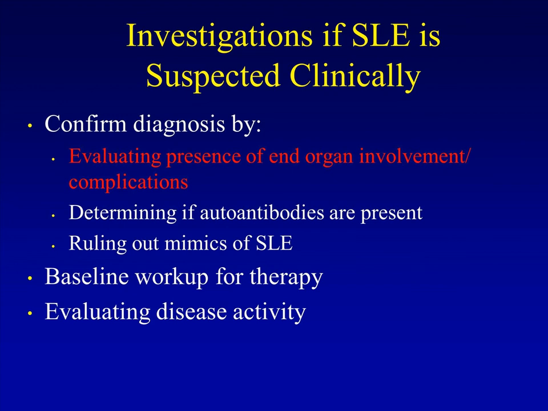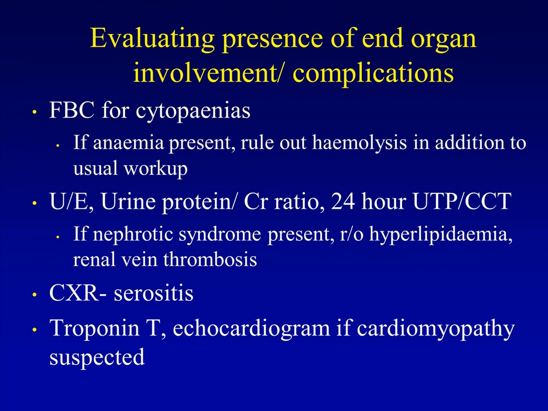So first of all, talking about evaluating for the presence of end organ involvement and complications. Typically, full blood count will be performed to look for cytopenias, and if anemia is present, hemolysis will need to be ruled out. Evaluating renal function is done by using the tests as listed here, and if nephrotic syndrome is present, then hyperlipidemia and renal vein thrombosis need to be evaluated for using appropriate tests. For renal vein thrombosis, Doppler ultrasound of the renal veins is typically ordered.